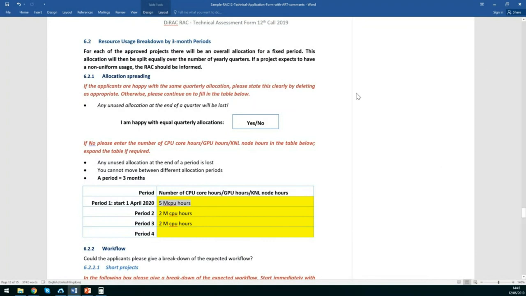And here I couldn't decide, am I happy to have equal quarterly allocations? I'm not precisely sure. My preference would be to have it like this. So here we would ideally have a yes or no, because I couldn't make my mind up. I said yes and no, but my preference would be this.